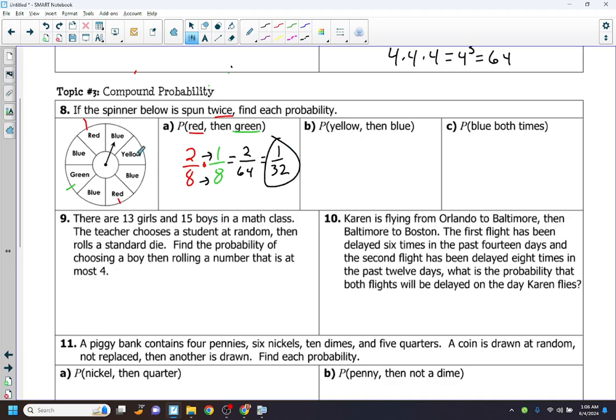Yellow, then blue. There's 1 yellow, so 1 over 8, times blue. So that's 1, 2, 3, 4 blues, so 4 over 8. That's going to be 4 over 64, which is 1 over 16.